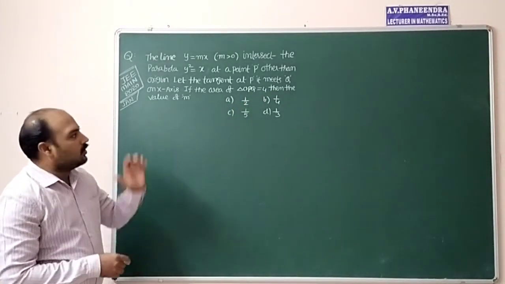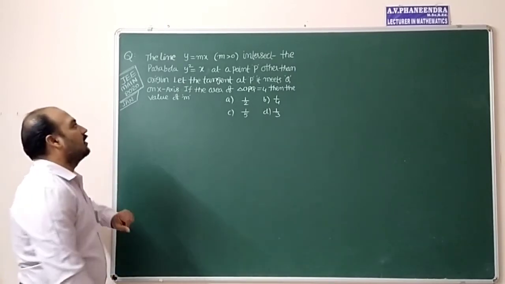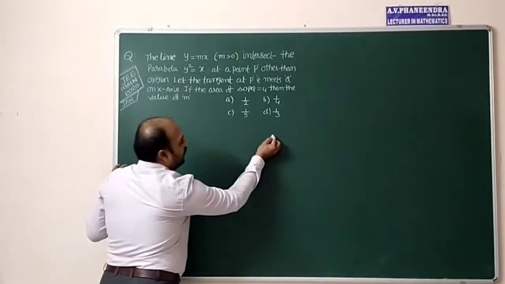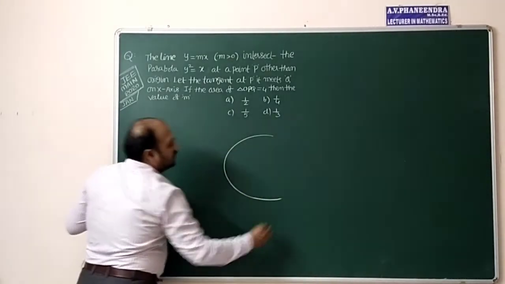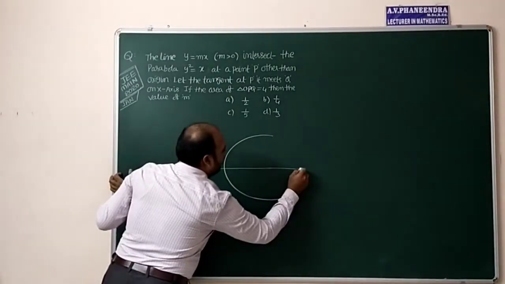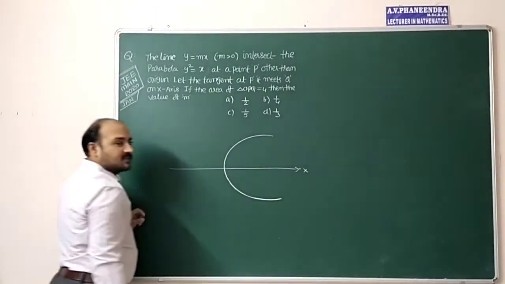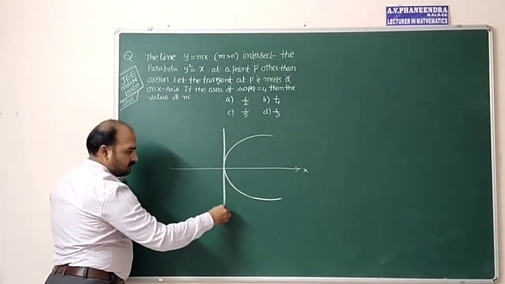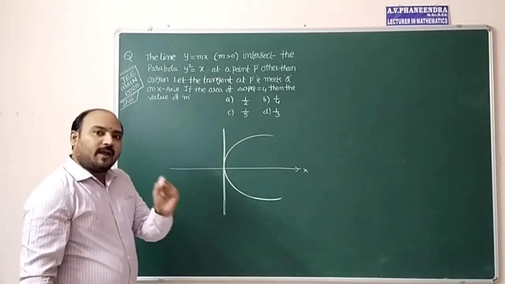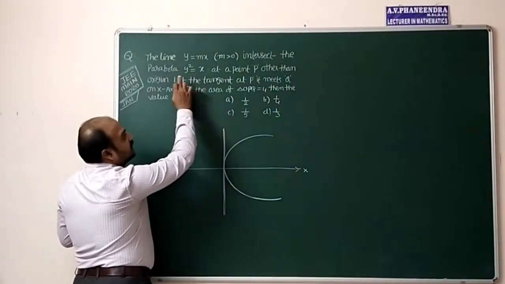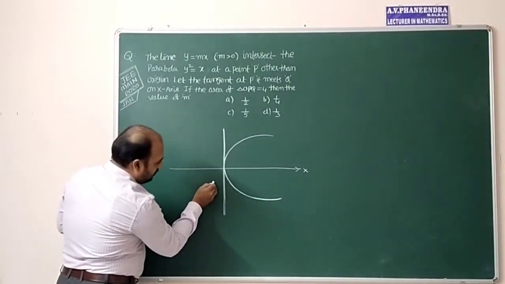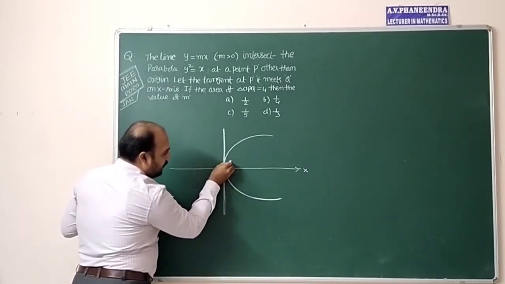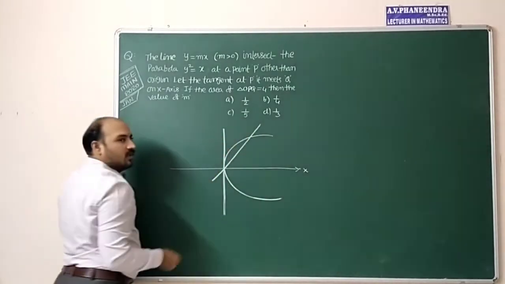First, according to the question, you draw the rough figure, and you will get an idea. The parabola y square equal to x is symmetric about the x-axis. This is y square equal to x. This is the axis of the parabola. This is the y-axis. And the line y is equal to mx. Observe that the line y is equal to mx is passing through the origin. Here the origin means the vertex of the parabola.